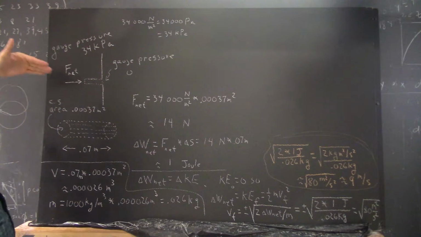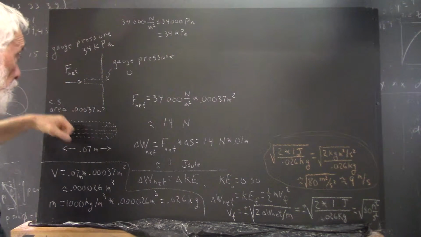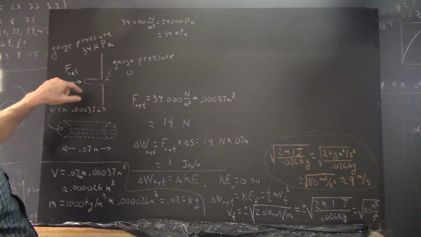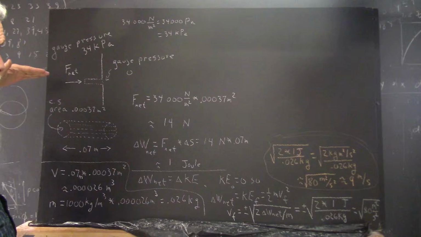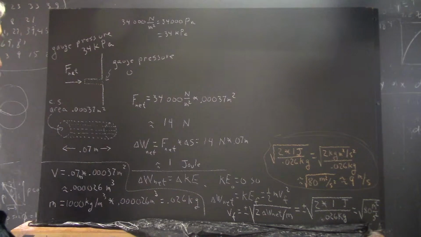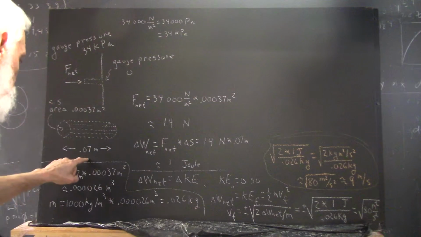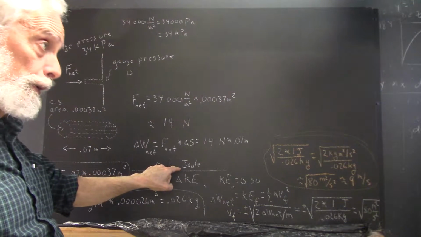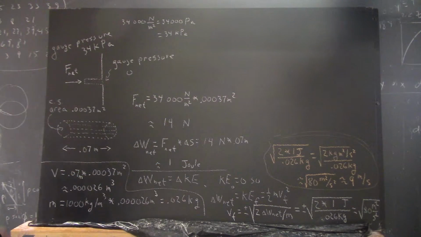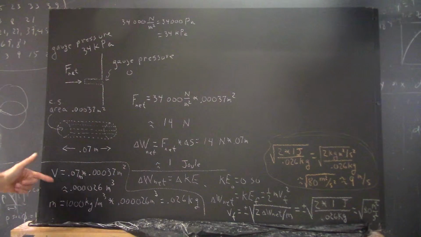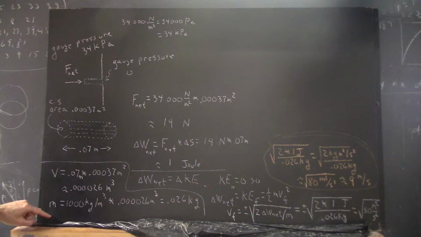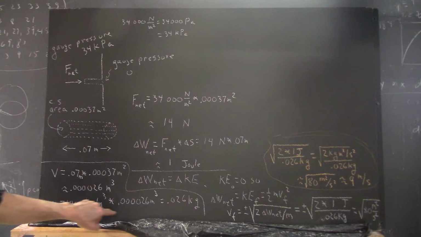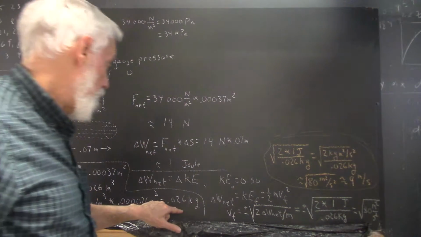Okay, we take the excess pressure on this side over the pressure on the other side, multiply that by the cross-sectional area, we get the force. Multiplying that by the 0.07 meters, we get the work done by that net force. Calculating the volume of this plug, and then hence its mass, multiplying by the density, we get the mass of the plug.